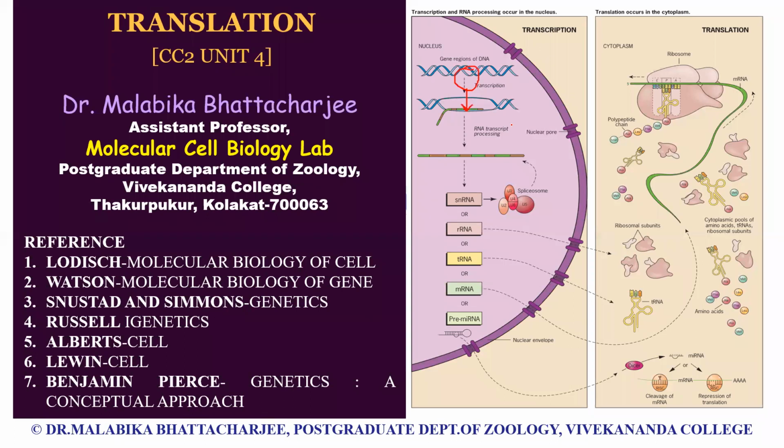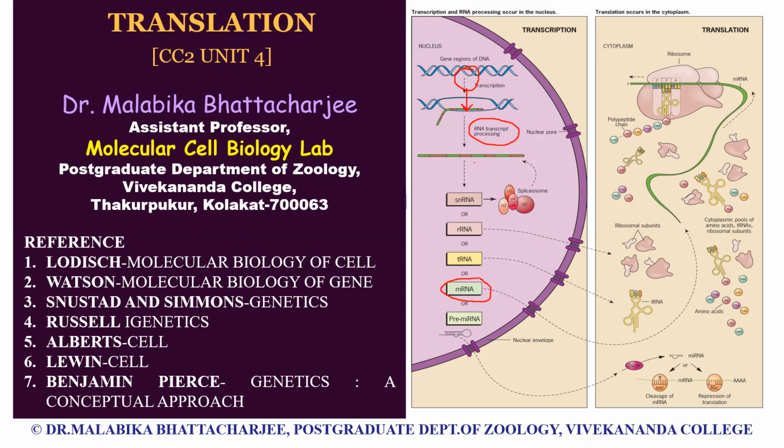And we also have studied that the primary transcript is then processed. And in case of eukaryotes, there are 3 or 4 post-transcriptional processing steps that take place. And finally, we get a mature transcript, a mature transcript of mRNA that we studied.